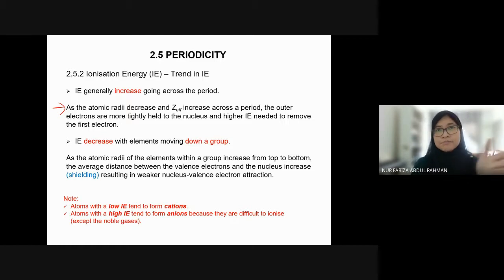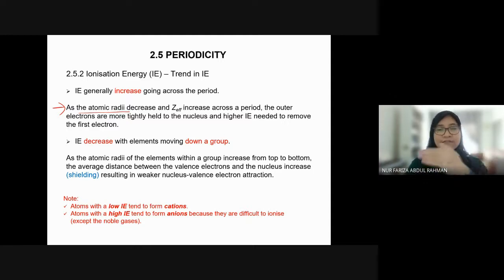Alright, so across the period, the Z effective increases. Here, as you can see, they highlight the atomic radii first. If it were me, I would prefer to go for Z effective first, because the Z effective determines the size and it determines the ionization energy. But regardless, make sure that you have all the information in your answer. Based on my answer, across the period, the Z effective increases.